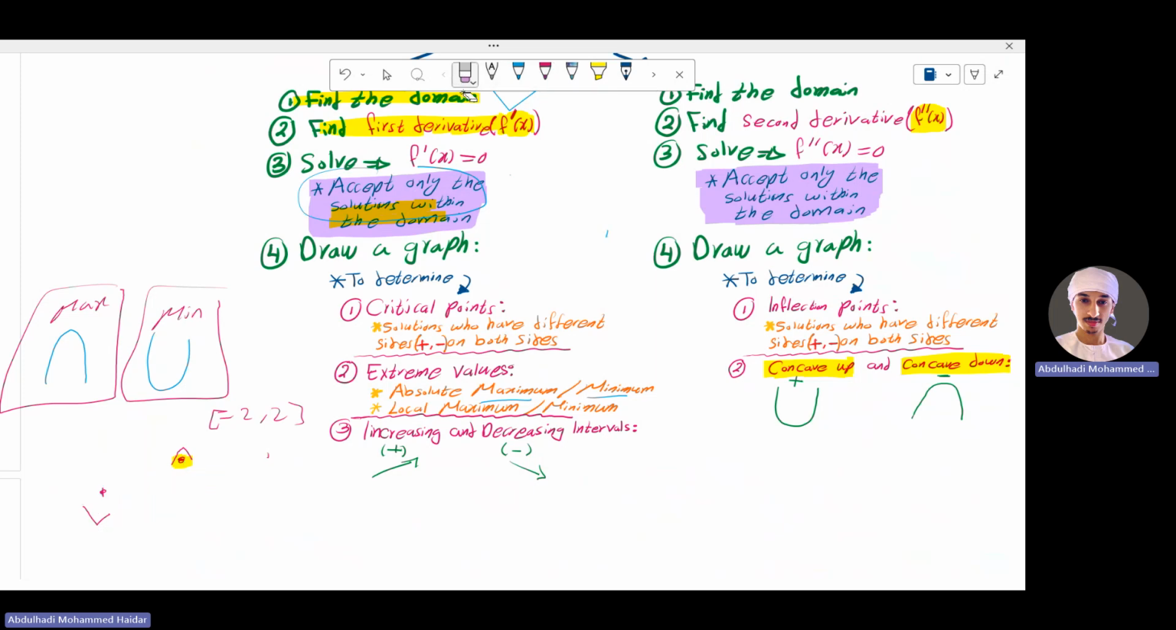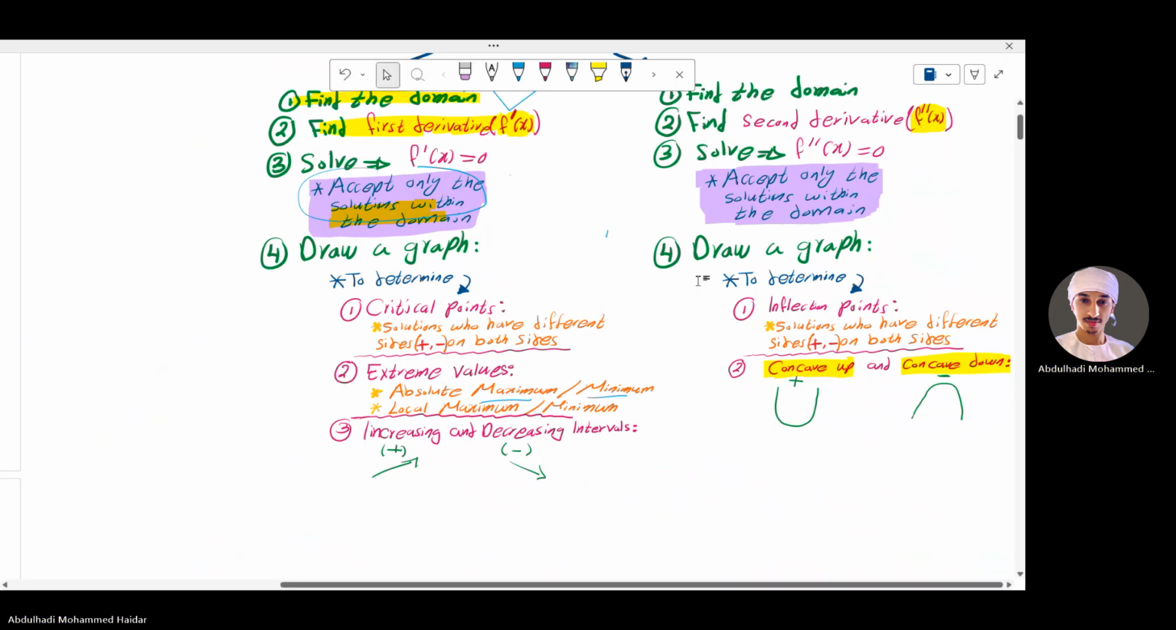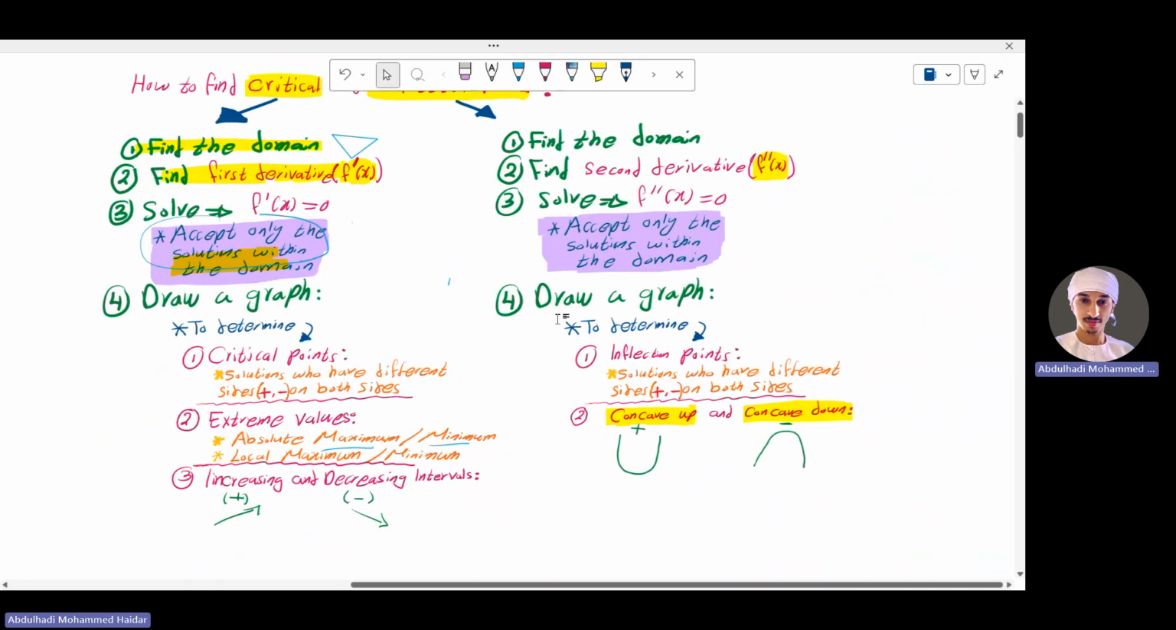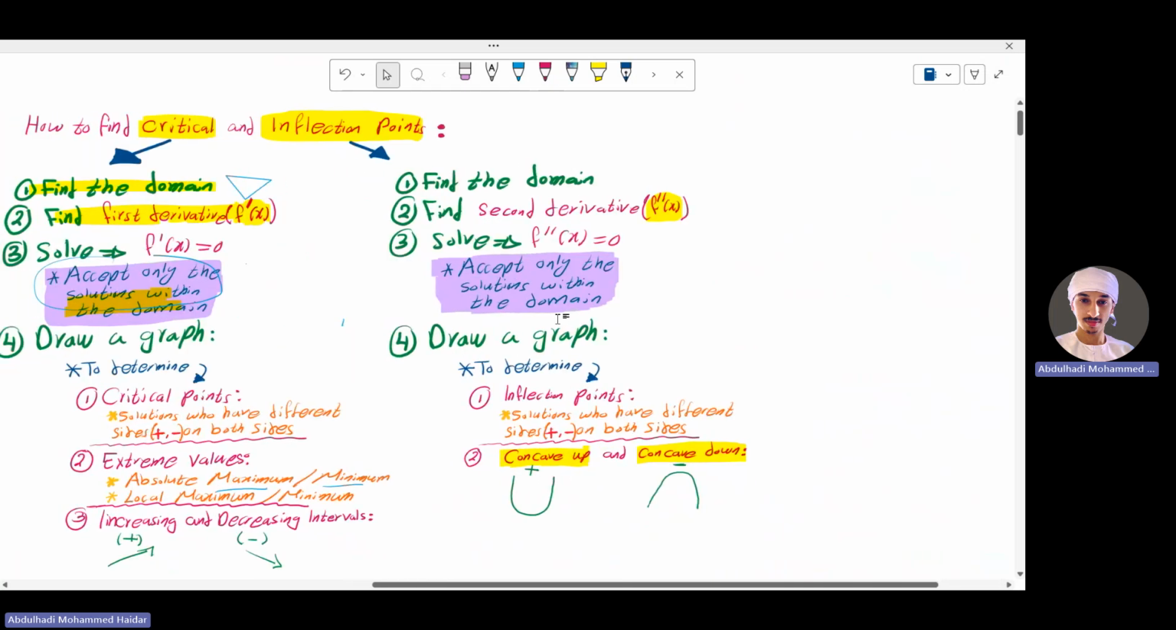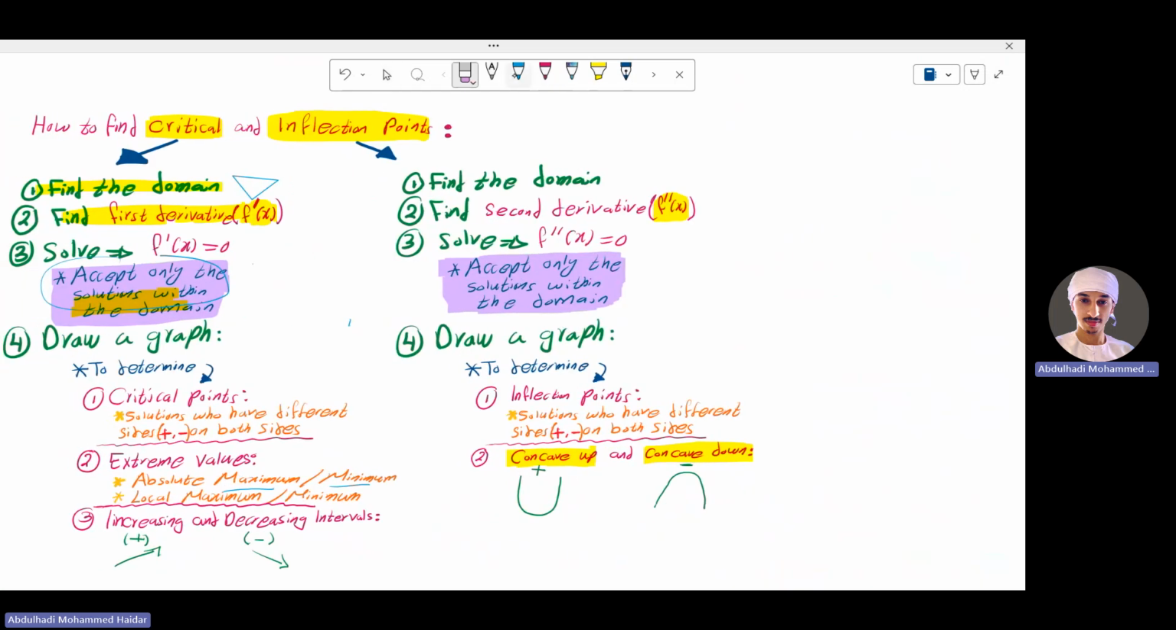Then you will decide whether it is a local maximum or absolute maximum, or a local minimum or absolute minimum, okay? This is for the critical points. For the inflection points, same approach. You find the domain, and then find the second derivative, not the first, the second derivative, and then you solve it.